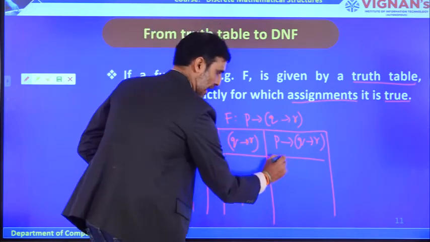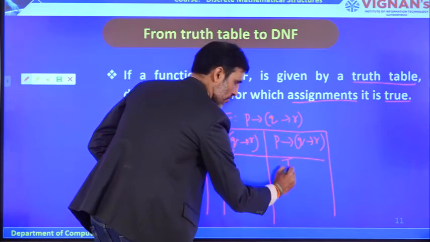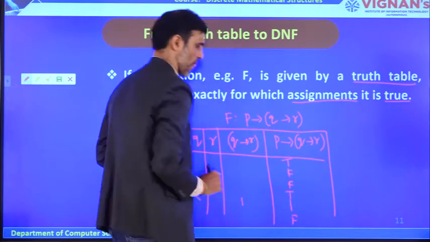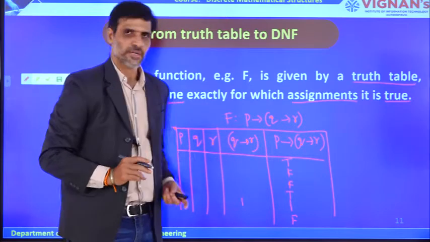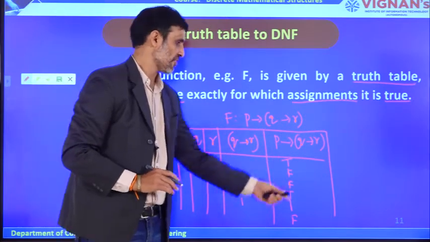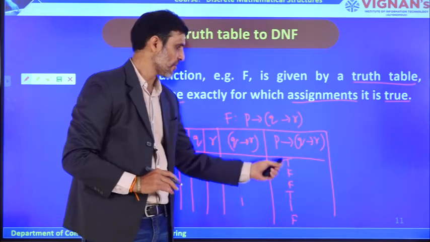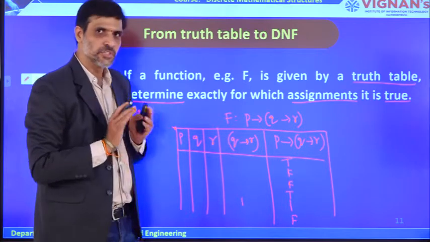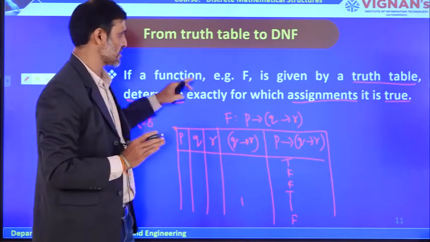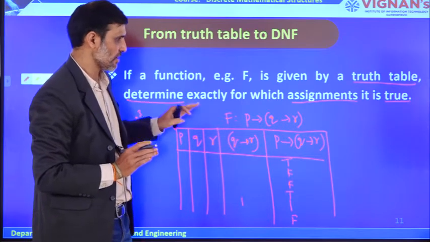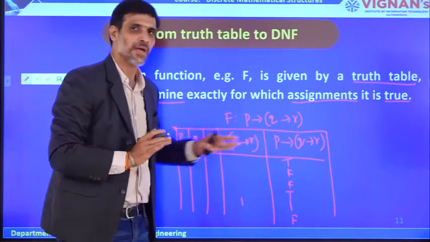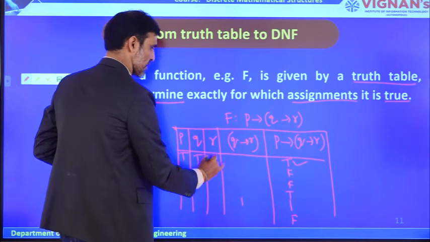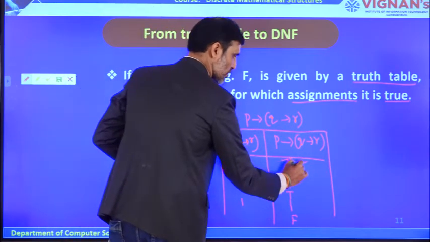Suppose I got true, false, false, true, like this. Assume that in the last column, the truth values of the given formula over the 8 rows, we got like this. So you need to check, according to the given statement, for which assignments this formula will be true. For example, take true, true, true. For these assignments, you got the true value.